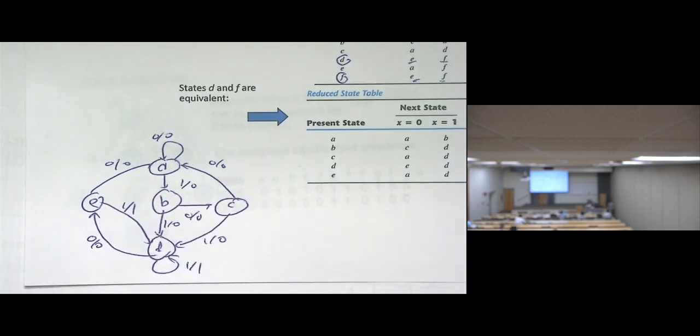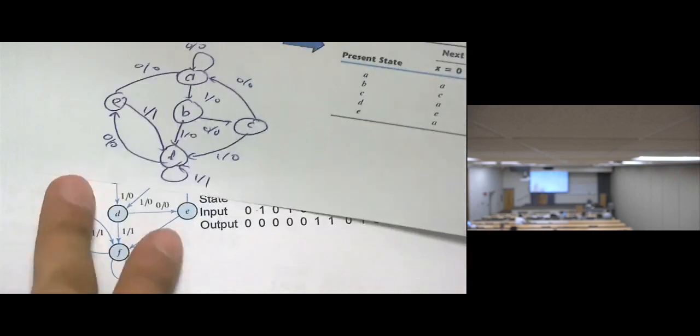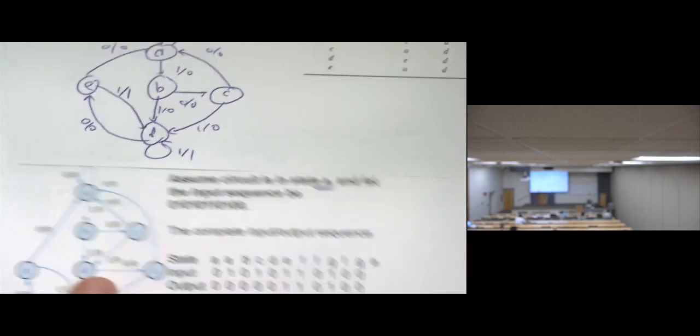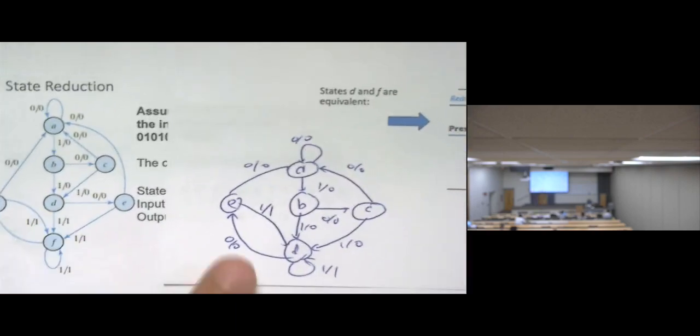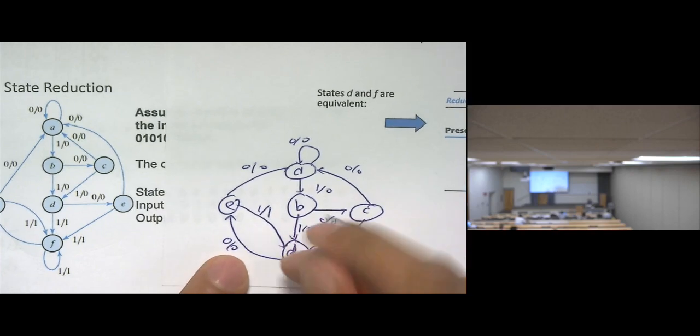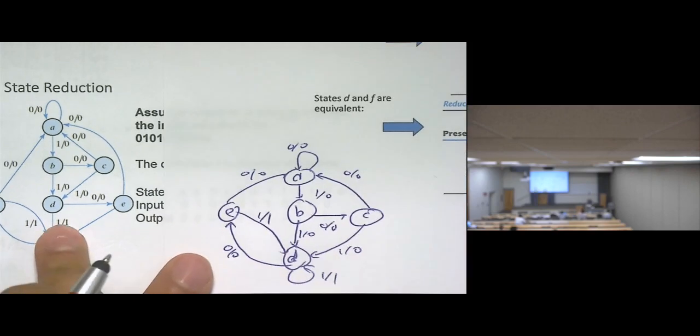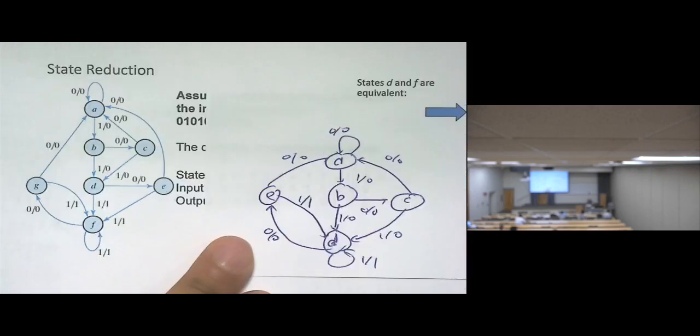Now, let's recall when we did this state table and this state table. Let's make a comparison. Now we claim this table is the same as this table. How can I guarantee this?